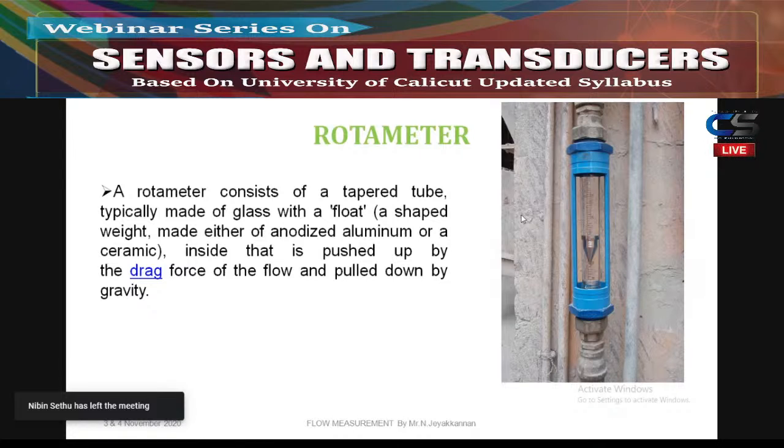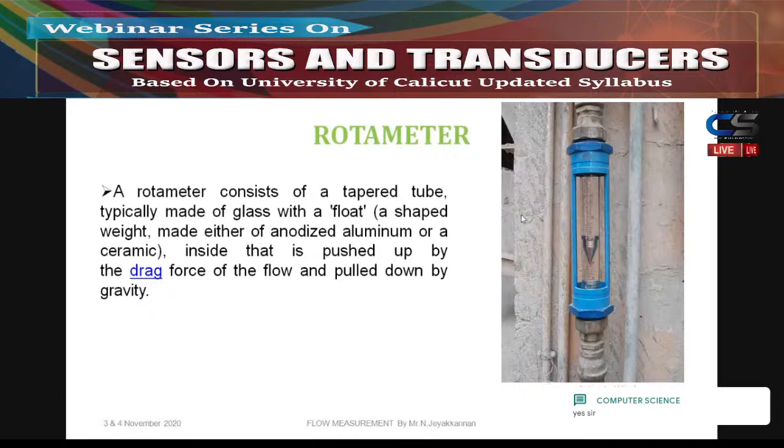And next comes the rotameter. I think I have time today. Sir, I have time today now. Yes, thank you, sir. So I'll finish with this topic today.